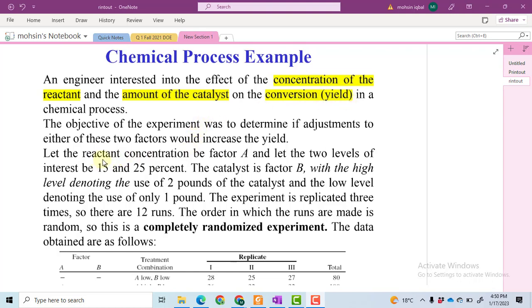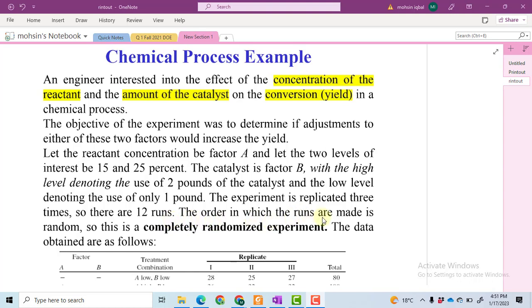So the two levels of the reactant concentration are 15 and 25. Whereas the catalyst, named as factor B, the high level is termed as 2 pounds and the low level is 1 pound. The experimentation has been replicated thrice, so there are a total of 3 multiplied by 4 equal to 12 runs, where 3 is the number of replications and 4 is the number of treatments in each replication.